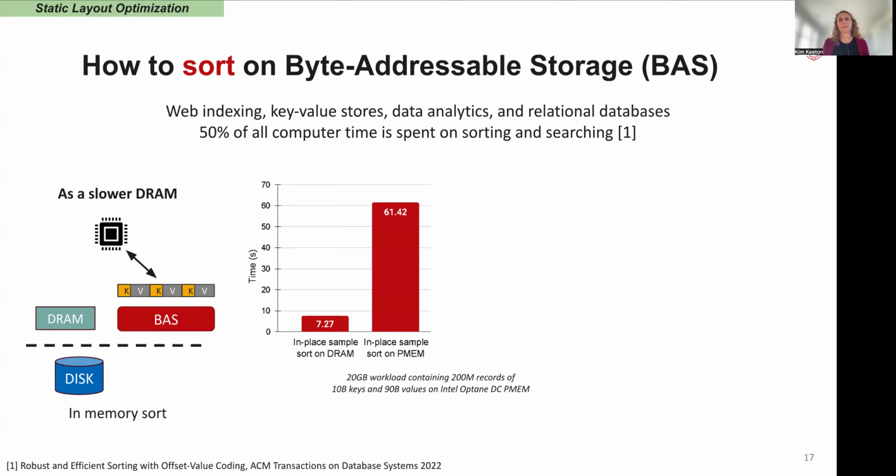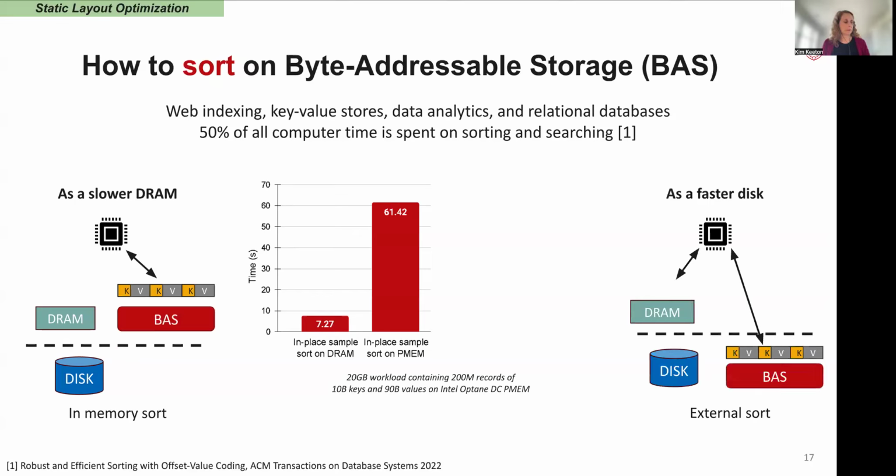How about we treat it as a faster disk, because it's clearly faster than a disk? That's where we load the data from the byte-addressable storage device to DRAM, do external merge sort, and then write it back. And it was great, because external merge sort is now doing much better than this in-place sorting system.